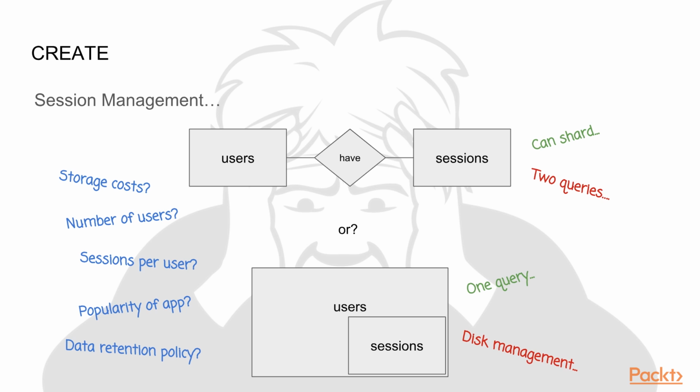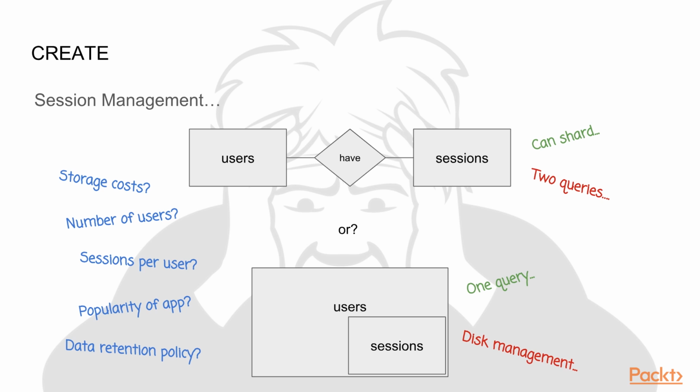If you embed sessions as a subarray within the users table, you can get all the information about the user, including all of their sessions, their session history, with a single query. The downside is disk management, especially the longer your system is in use, the more data you're collecting. It's entirely possible, if you're not using a sharded collection, that you could run out of disk space in your database. So the questions you have to ask yourself are: how many users am I going to have? How many sessions per user can I count on? How popular is my app going to be?